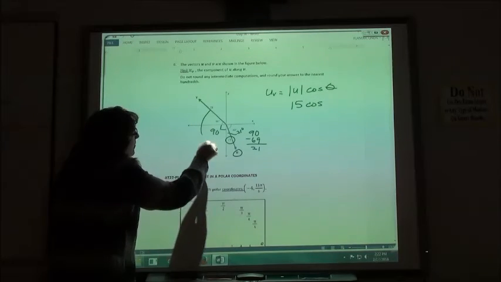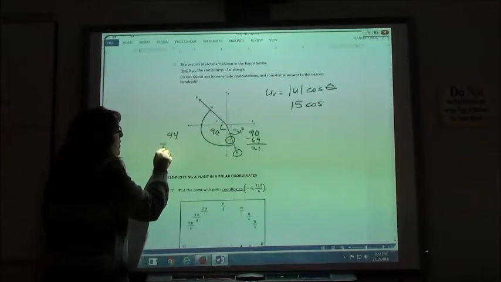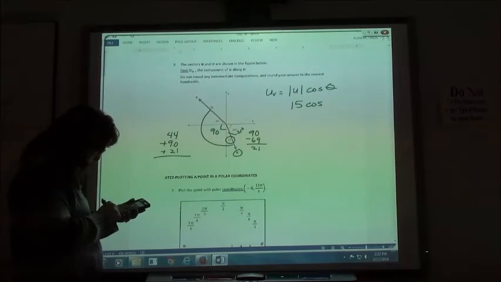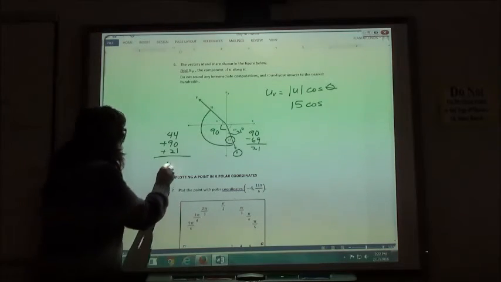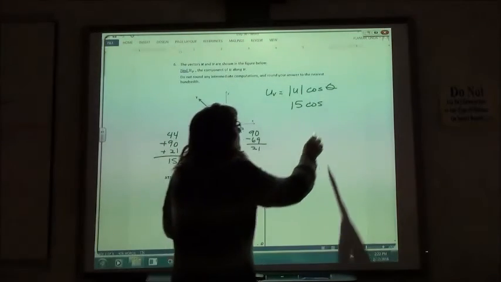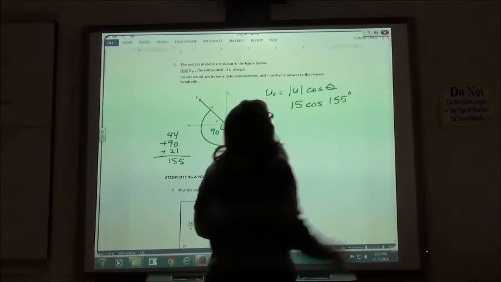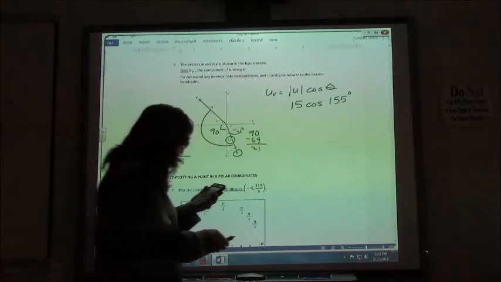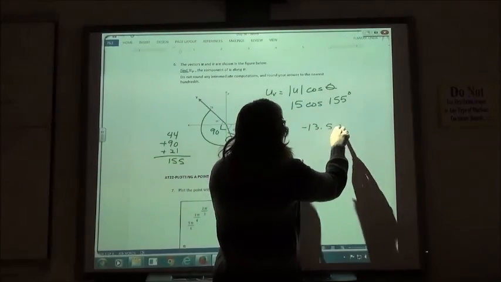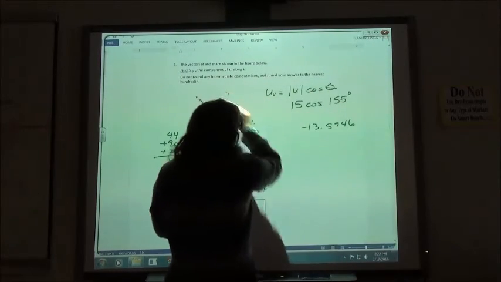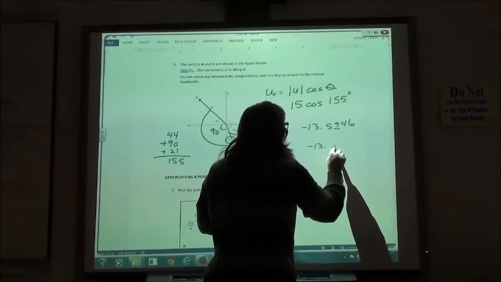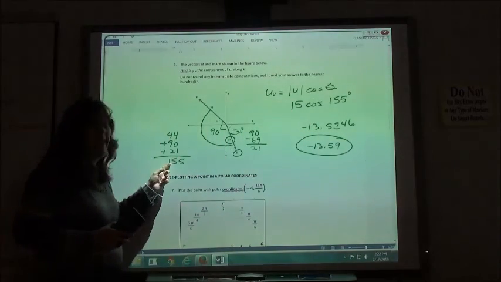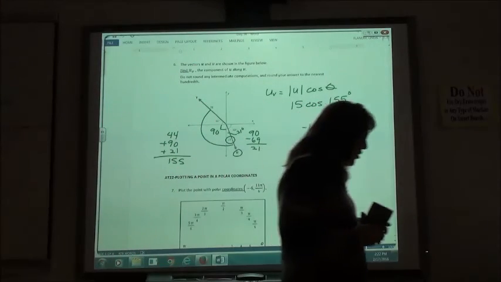To find all the way from here to here, I'm going to take my 44 plus my 90 plus my 21, and I get 155. So I'm going to do 15 times the cosine of 155 degrees. 15 cosine of 155 gives me negative 13.5946. I'm rounding to the nearest hundredth, so negative 13.59 would be my answer. Again, since my angle was an obtuse angle, I should end up with a negative answer, and I did.